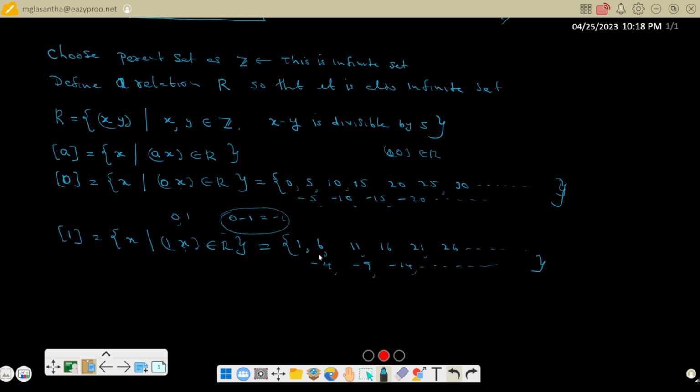These are the arithmetic series, no? Common difference is 5 again. This is also an arithmetic series with common difference 5, right? Like that.